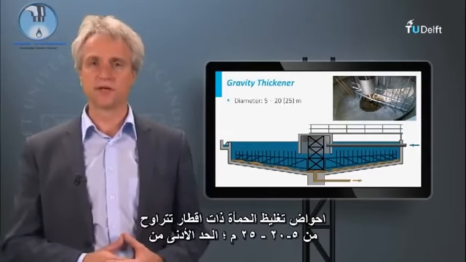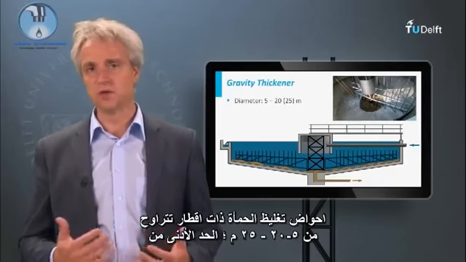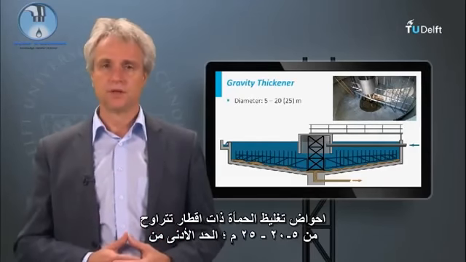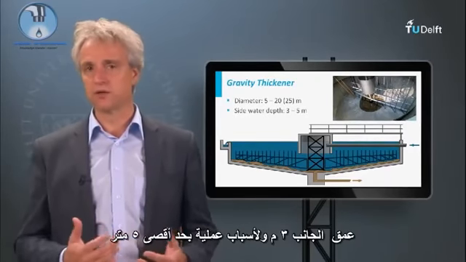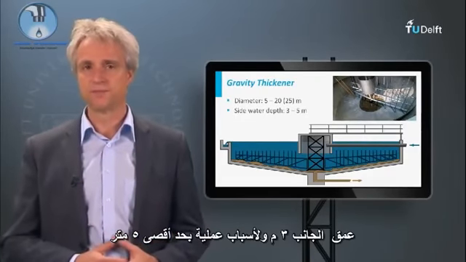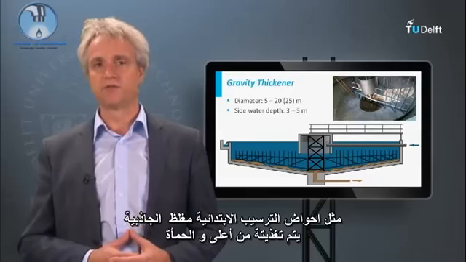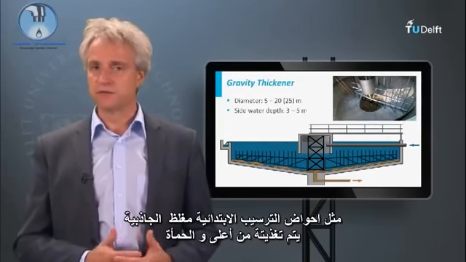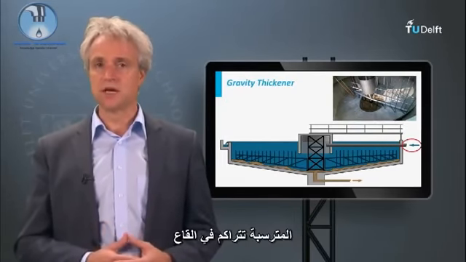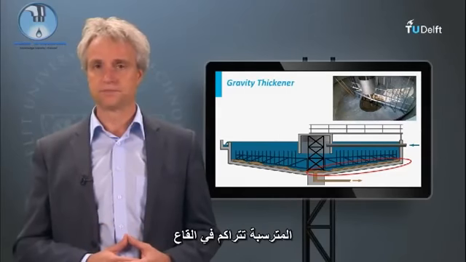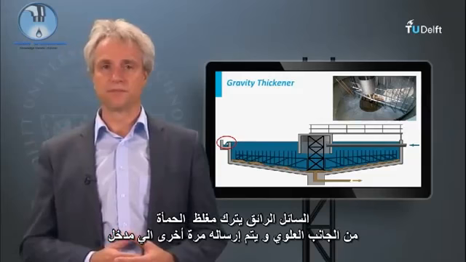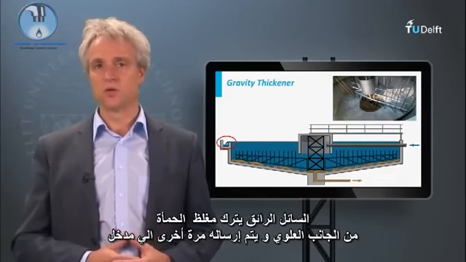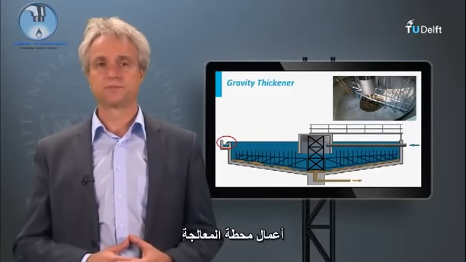Implemented diameters for thickeners vary from 5 to 25 meters. The sidewater depth amounts to a minimum of 3 meters and for practical reasons a maximum of 5 meters. Similar to a primary clarifier, the gravity thickener is fed from the top and the thickened sludge accumulates at the bottom. The clarified liquid leaves the thickener at the top and is sent back to the headworks of the treatment plant.